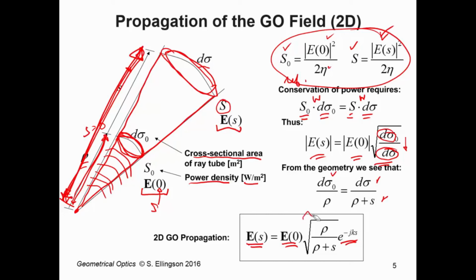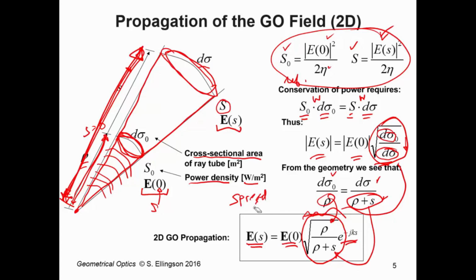And then this thing, which is simply this expression: rho from this part, and then rho plus s from this part. We call this whole thing, the square root of rho divided by rho plus s, the spread factor. The spread factor quantifies the reduction in power density with increasing distance.